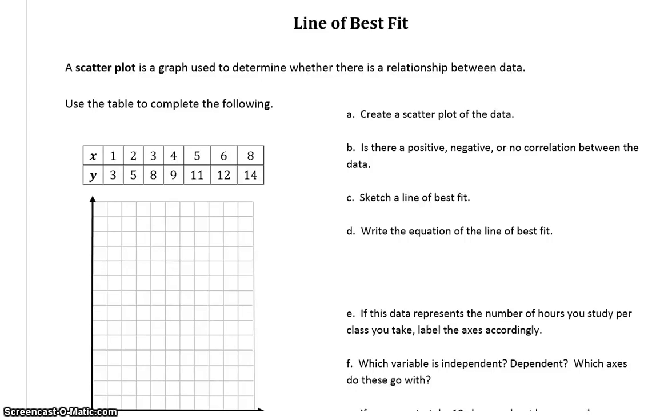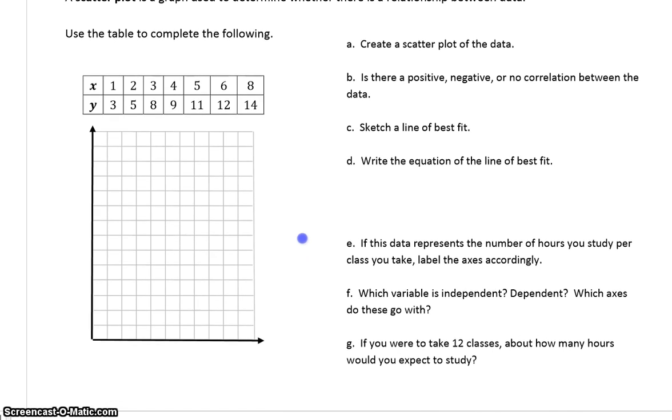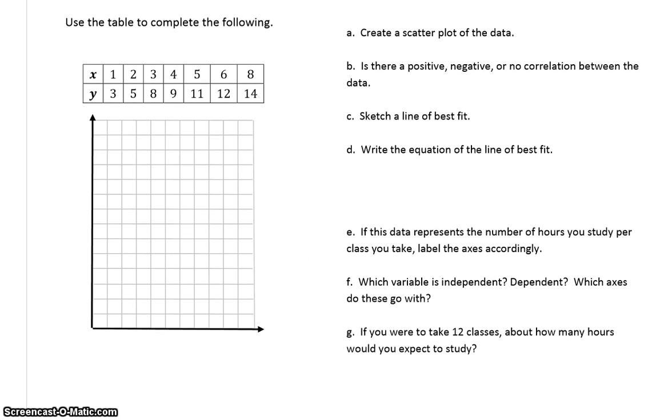Okay, so today we're talking about the line of best fit. First we're going to define a scatter plot. A scatter plot is just a graph used to determine whether there's a relationship between data. Basically it's just a bunch of plotted points. If we look at the table below, it says use the table to complete the following, and A says to create a scatter plot.